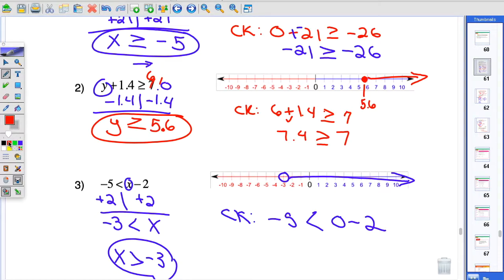We can change subtraction to adding the opposite, so we're left with -5 less than -2. Since -2 is closest to 0, it is actually larger than -5, so this is true. So x can be any number greater than -3.